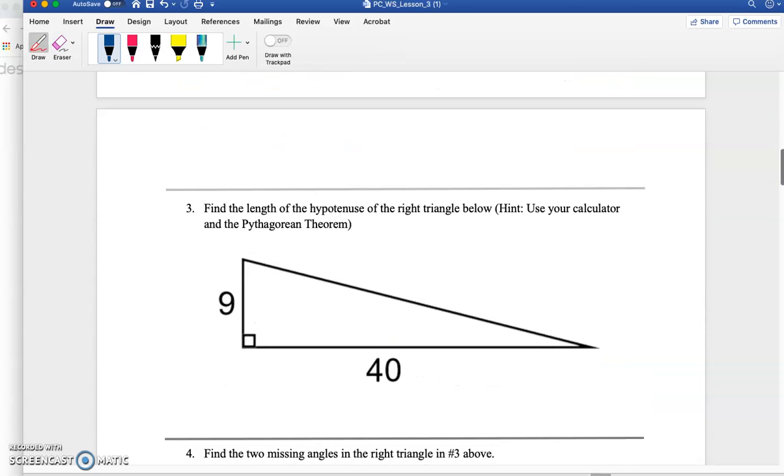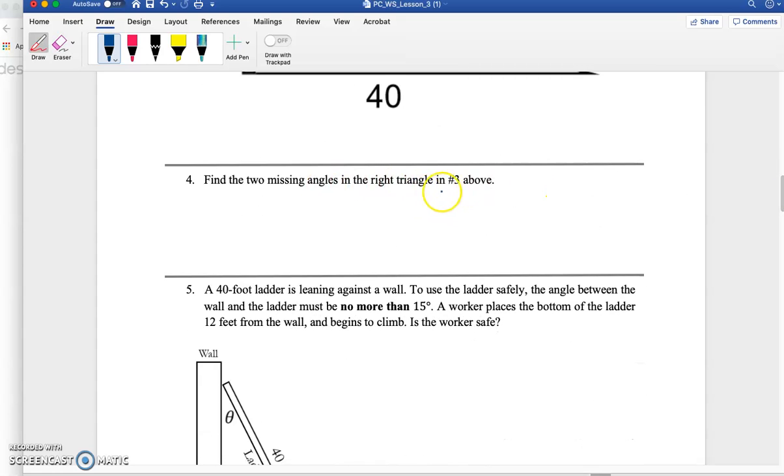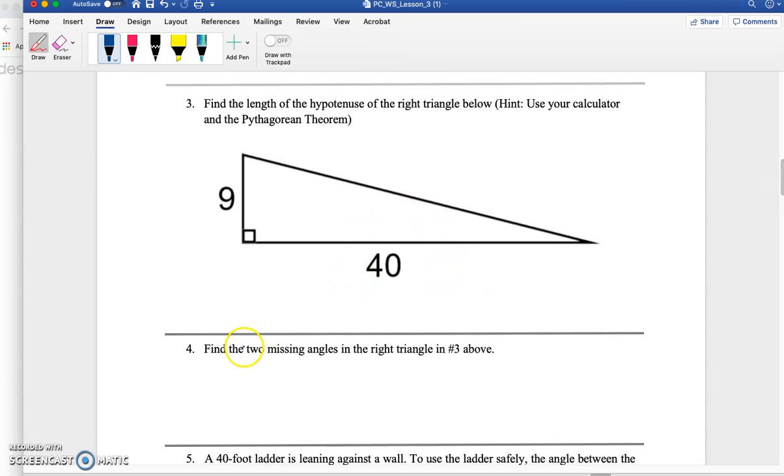If you continue to the rest of the document, you're going to find the length of the hypotenuse of the right angle. We use the Pythagorean theorem, which is just c squared is equal to a squared plus b squared. Find 2 missing angles in the right triangle above. So now you're going to use your inverse functions. For number 4, you're using inverse functions. For number 3, you're using the Pythagorean theorem. So c squared equals a squared plus b squared.